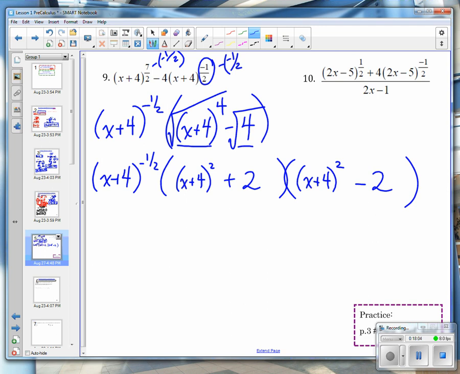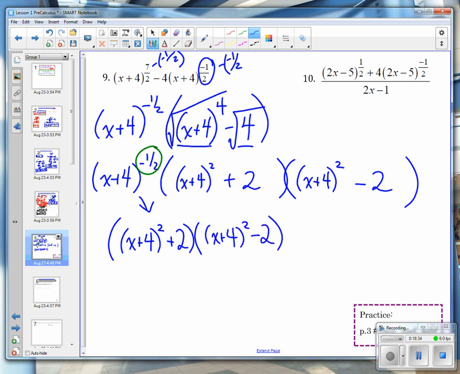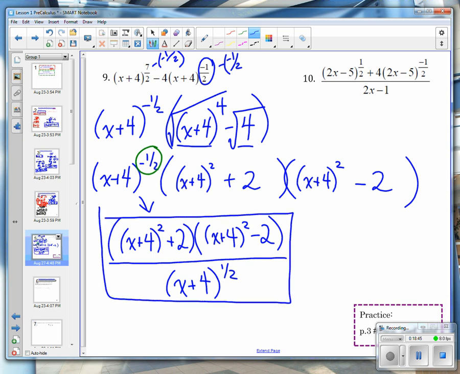One thing that you'll notice on your assignment is that when you have multiple choice, your answer might not exactly match the answer that's on there. So what you want to do is be able to manipulate it. So notice that you've got a negative exponent. Whenever you have a negative exponent, those can always go down into the denominator. So I've got my x plus 4 squared plus 2, x plus 4 squared minus 2, divided by x plus 4 now to the power of positive 1/2. And that would be a fully simplified answer, fully factored.